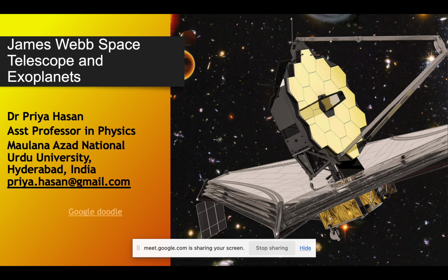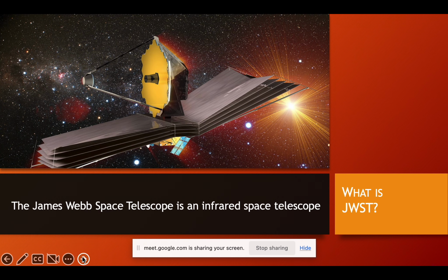So today we'll be talking about the James Webb Space Telescope and exoplanets, something that's very much in the news, which you must have heard a lot about. So I'm just trying to tell you a few things about it. What exactly is JWST? The James Webb Telescope, in principle, is an infrared space telescope. That's all there is to it. Infrared space telescope. Now we're going to try to understand what this actually means.